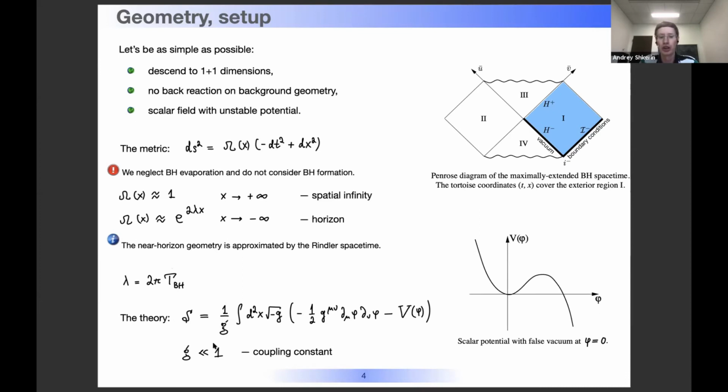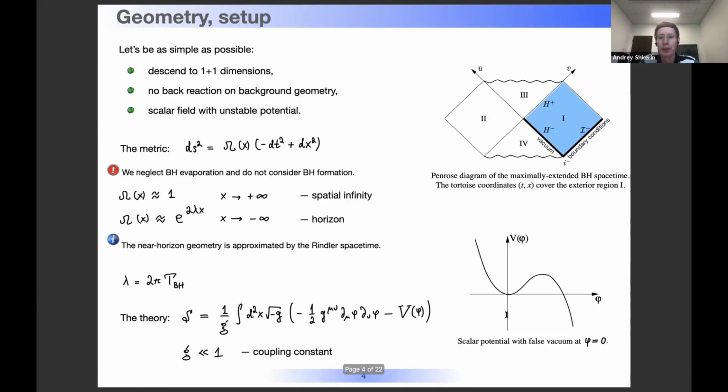The parameter g here is a small coupling constant that controls the semiclassical expansion. And this is a schematic picture of the potential. The false vacuum is located at phi = 0, and we choose the true vacuum to be at phi going to +infinity, but this is not really important. One can as well choose it to be at some finite value of phi.